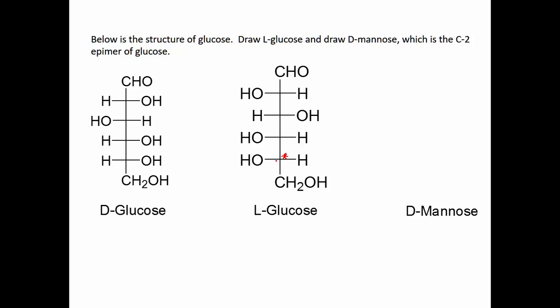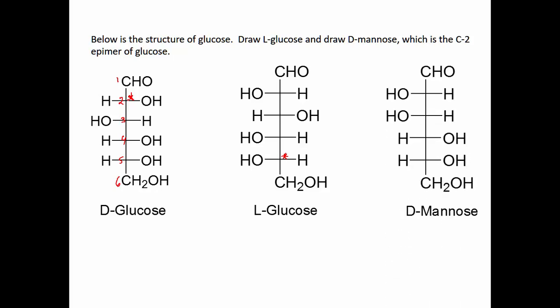Okay, D-mannose is the C2 epimer of glucose. Let's do the IUPAC numbering system. The aldehyde should be carbon 1. That should be 2, 3, 4, 5, and 6. All right, so we're going to focus on carbon 2, and we're just going to invert that stereocenter right there. That should be D-mannose, and there is D-mannose right there. The only difference is the configuration at carbon 2. All the other carbons are the same as glucose. So we say that it's the C2 epimer.